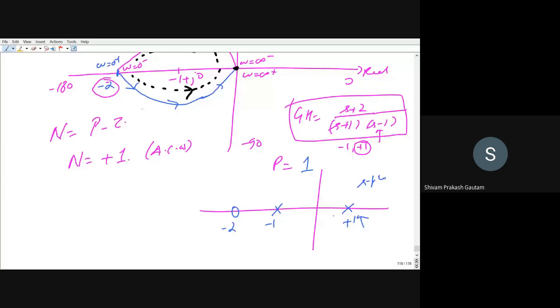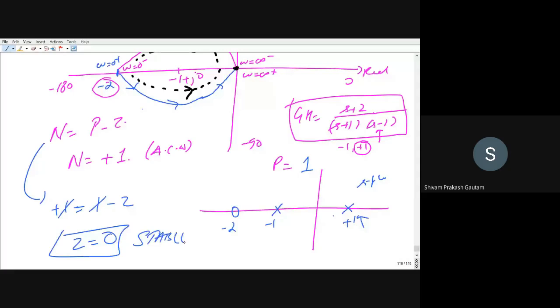So now we will use the formula N is equal to P minus Z. N is equal to plus 1, P is equal to plus 1, and Z. Plus 1 cancel out. So Z will be equal to 0. If Z is equal to 0, that means system is stable. That means no closed loop poles lie on the right hand side. So this system is stable. This is the open loop transfer function, and the closed loop system will be stable.